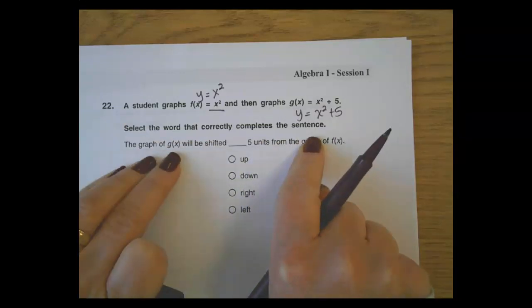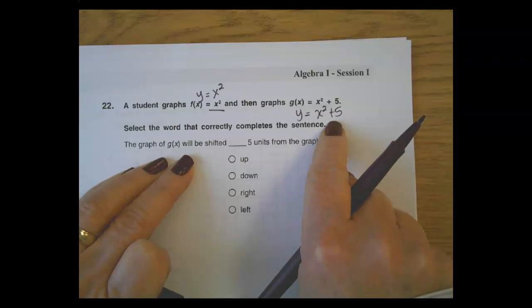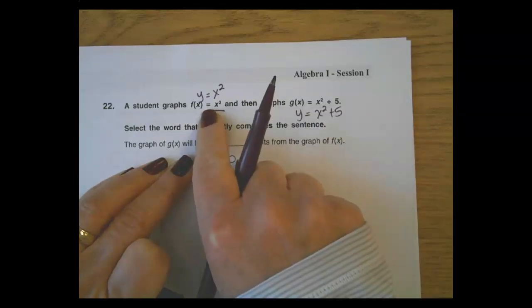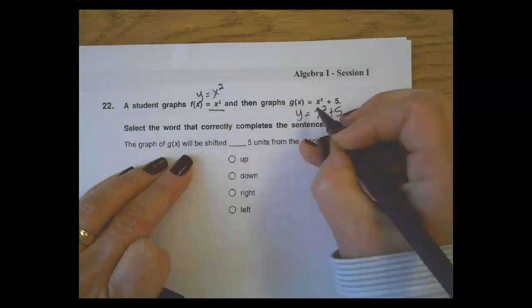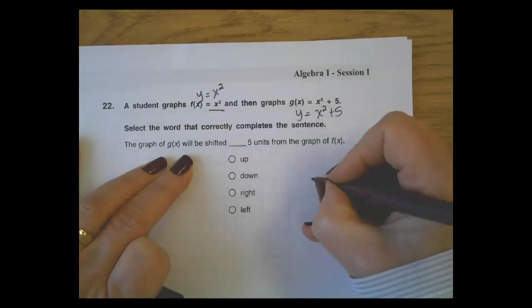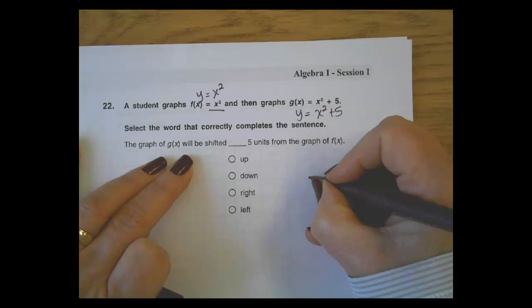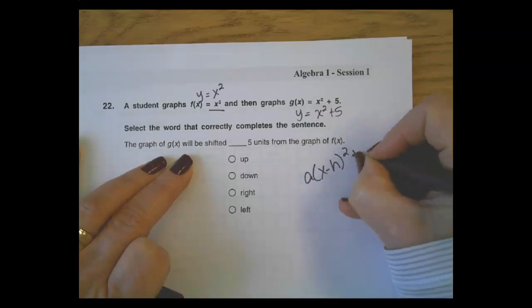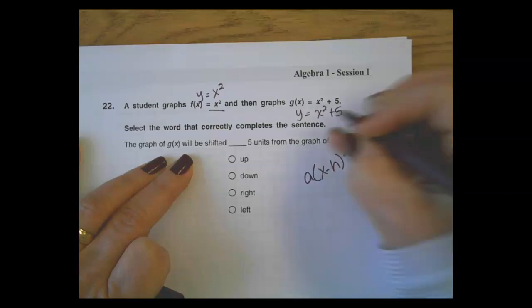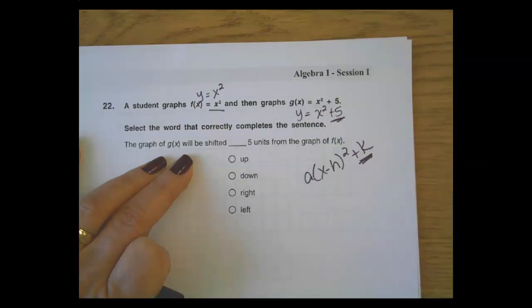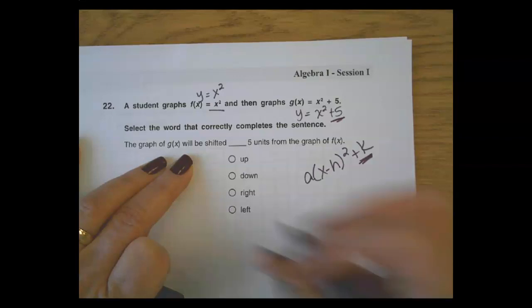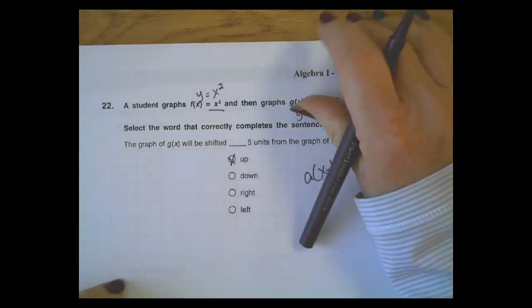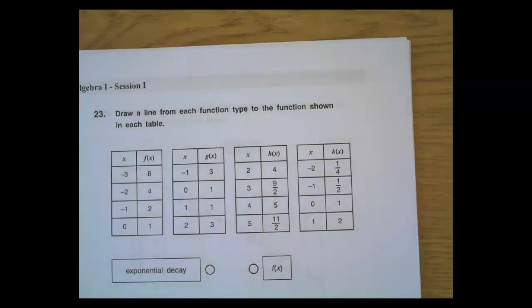The graph of g will be shifted. So what changed between this graph and this graph? If you put it on Desmos, you will see, again, it's in that format, a times (x minus h) squared plus k. That's my plus k. This is my constant at the end. So it's going to tell us to move up 5 units. That one was easy. Love it when they're that easy.